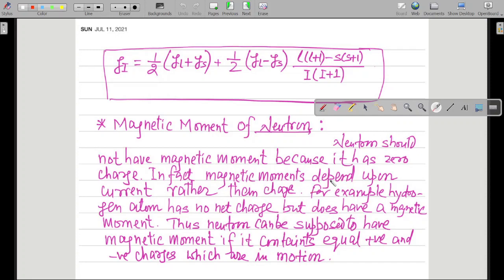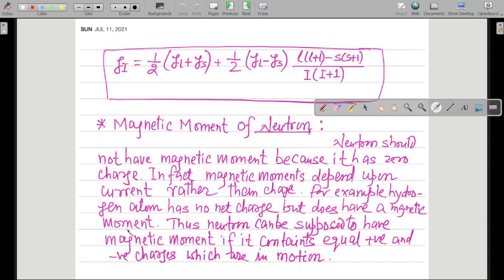So for example, hydrogen atom has no net charge. In atomic and molecular physics, this particular example suits very much; over there also we have such a condition. What does a hydrogen atom comprise of? It comprises of a positively charged proton at the center and an electron which is there around the nucleus. So one proton and one electron is what is hydrogen atom.